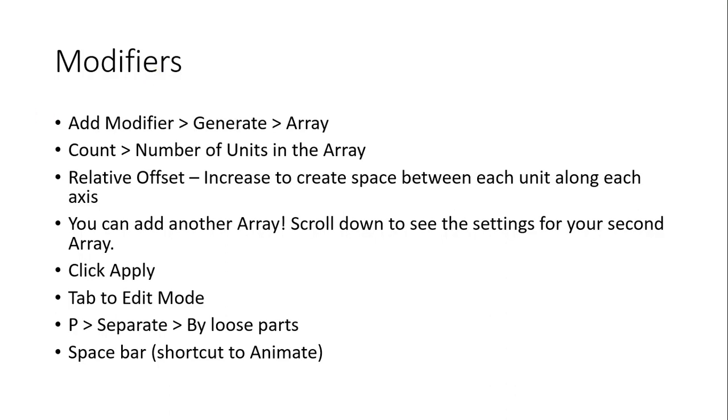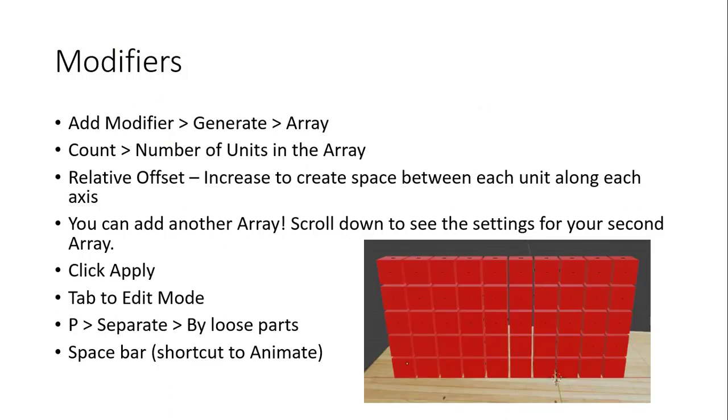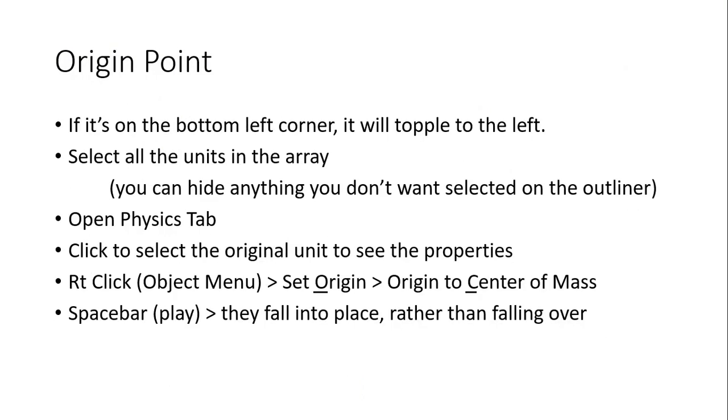So today I'm going to show you how to add an array modifier. That's basically just taking one object and creating an array, and I started with one cube. I could make an array of 10 cubes along an x-axis or an array of 10 cubes along the z-axis. We're going to show how the origin point will impact how objects are affected by gravity.